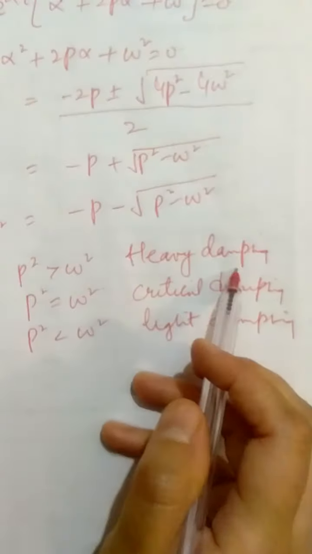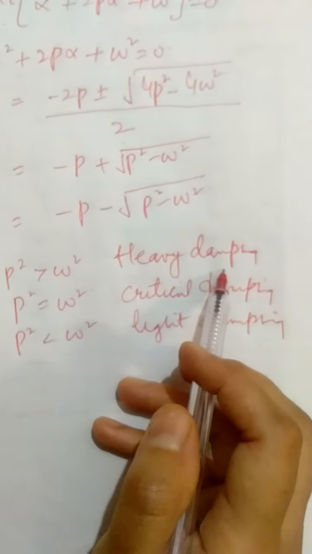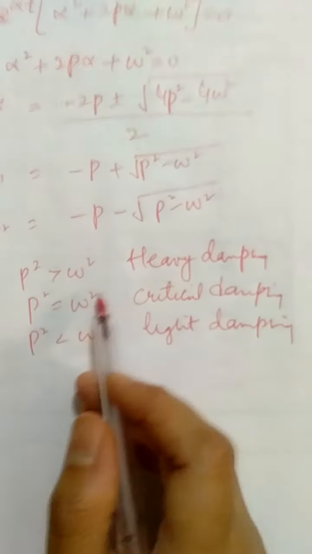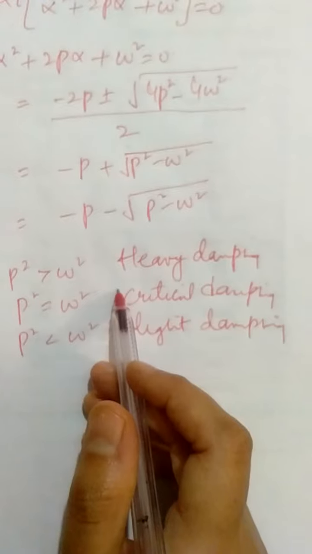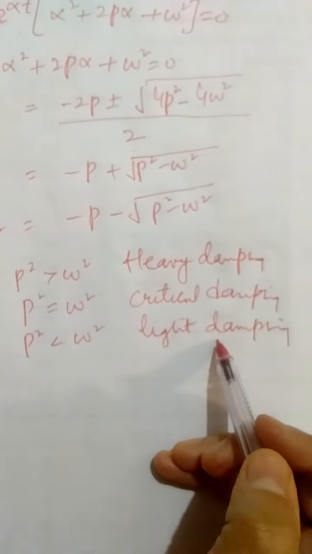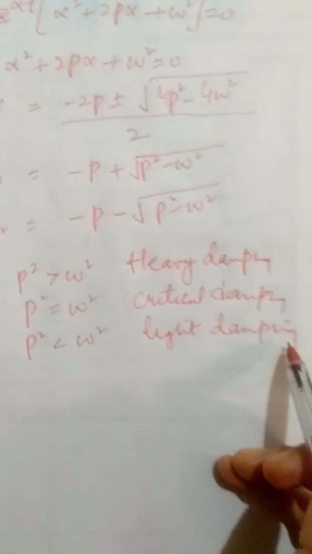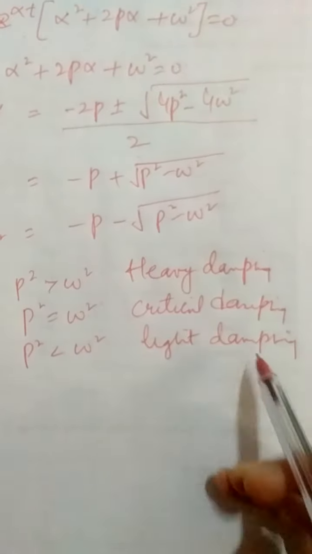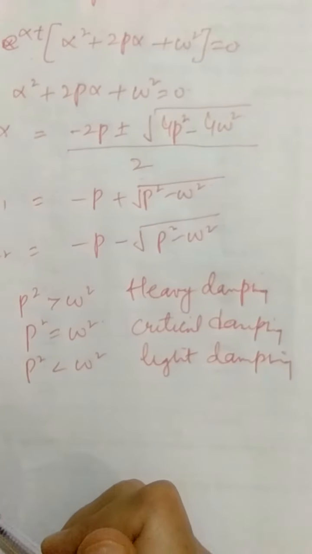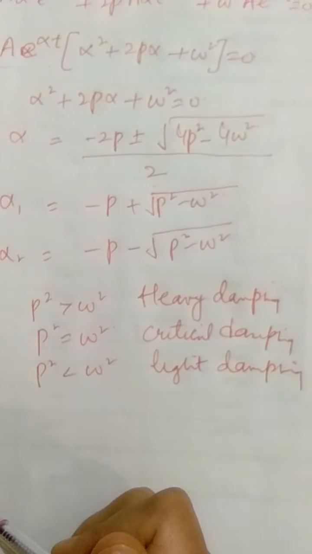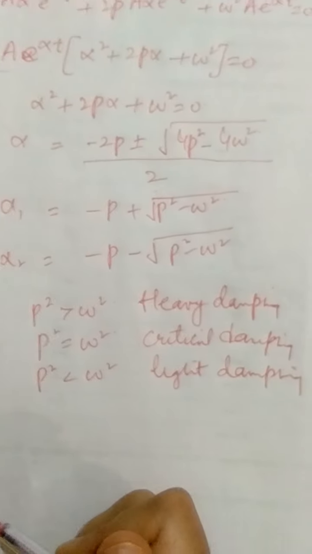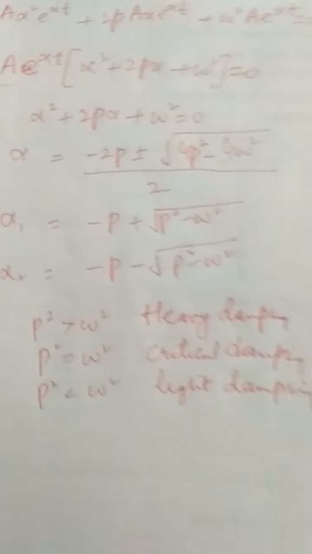So in case of heavy damping, the pendulum or the body does not easily return to its mean position after disturbance, but in these two cases it does return, and here it takes a lesser time to return to its original position. So this is a simple preliminary, introductory idea about damped oscillations. That's all.